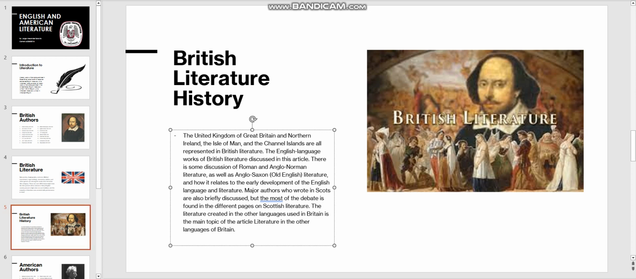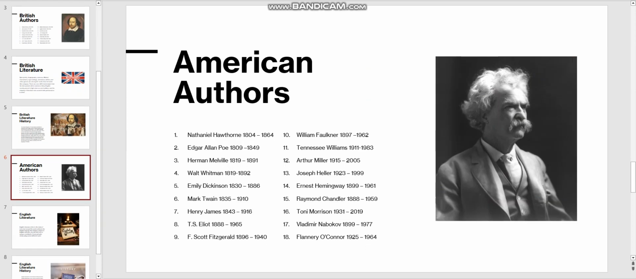So, that is what we are talking about right now. We are going to reference Unit number 1, Section 3. So, famous American authors. Let's go to the other slide, American authors.